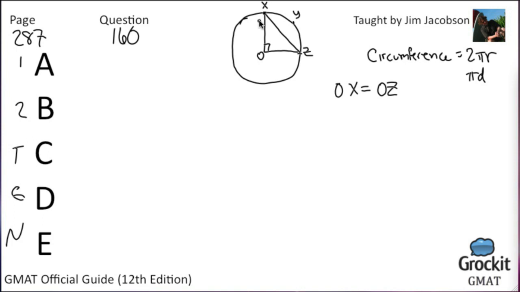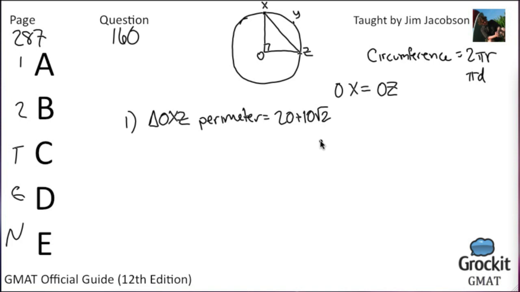Just remember that with circles, if you find any bit of information, you can usually find out all the other bits of information about a circle because they're all interrelated. So let's see what we get. Statement 1 tells us the perimeter of triangle OXZ is 20 plus 10 times the square root of 2. Okay, so triangle OXZ perimeter equals 20 plus 10 times the square root of 2.